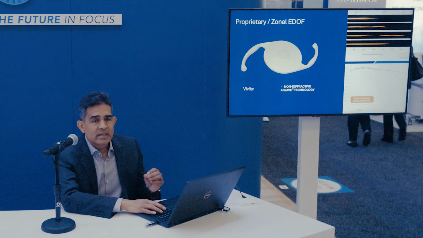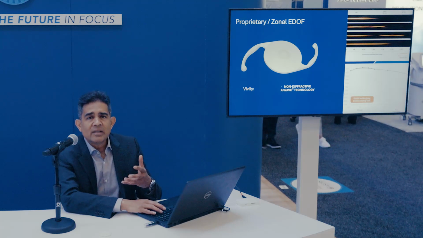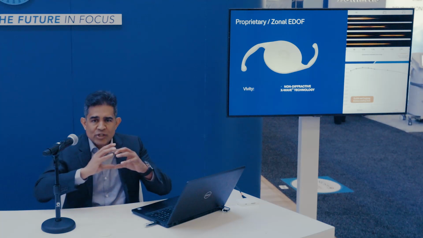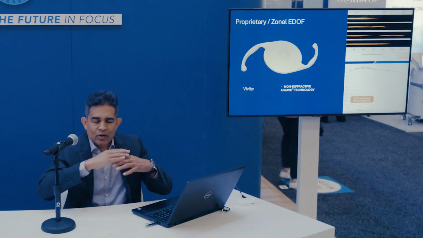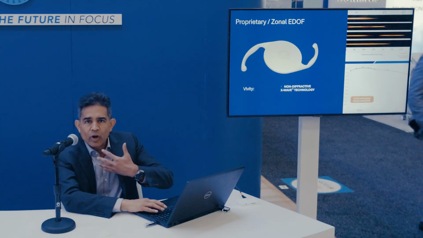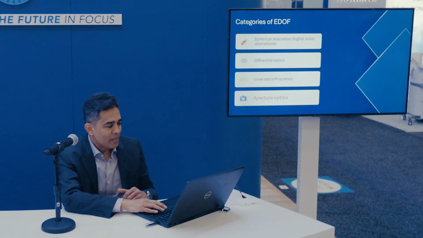Now with the Vivity lens, it utilizes what's known as non-diffractive X-wave technology. And basically what this technology does is it stretches and shifts the light and it creates a flattening of the defocus curve. And that increases your overall range of vision.